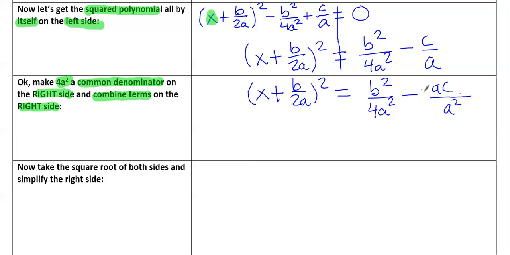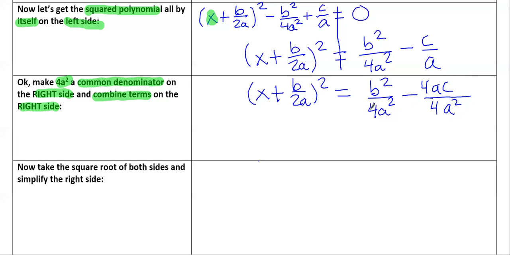And you can do the same exact thing with the 4. Now we want a 4. If I put a 4 in the numerator and the denominator, the 4's would cross cancel. So I haven't changed anything. I've just multiplied both the numerator and the denominator by 4. The 4's would cross cancel. One of the factors of a would cross cancel. This is just c over a in disguise.